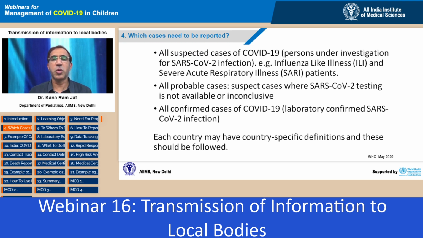We should know who are to be notified. All suspected, probable, and confirmed cases of COVID-19 should be notified. Suspected cases of COVID-19 are persons with influenza-like illness and severe acute respiratory illness who are under investigation for SARS-CoV-2 infection. Probable cases are suspect cases where SARS-CoV-2 testing is not available or inconclusive. Confirmed cases of COVID-19 are those who have laboratory confirmed SARS-CoV-2 infection. Each country may have country-specific definitions and these should be followed.